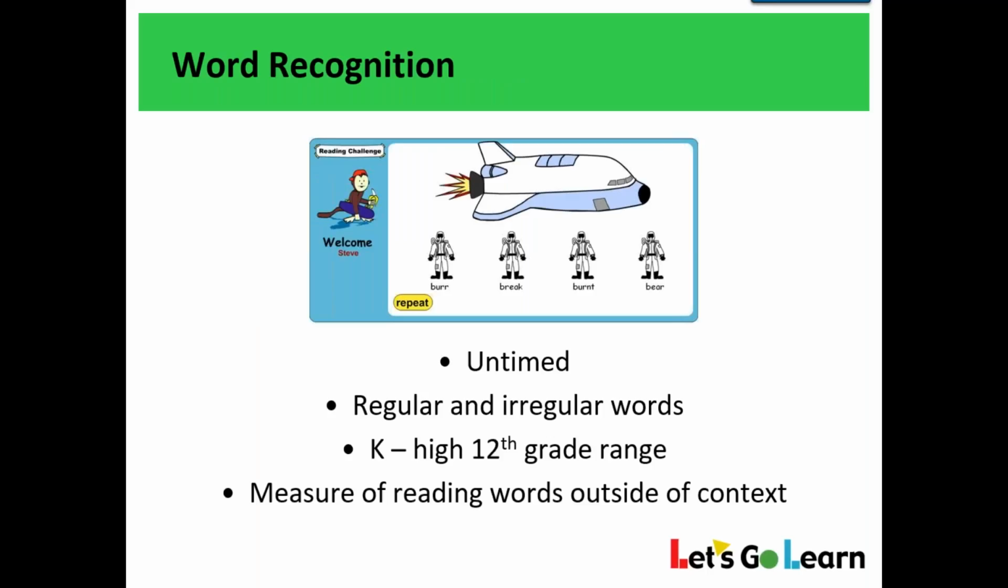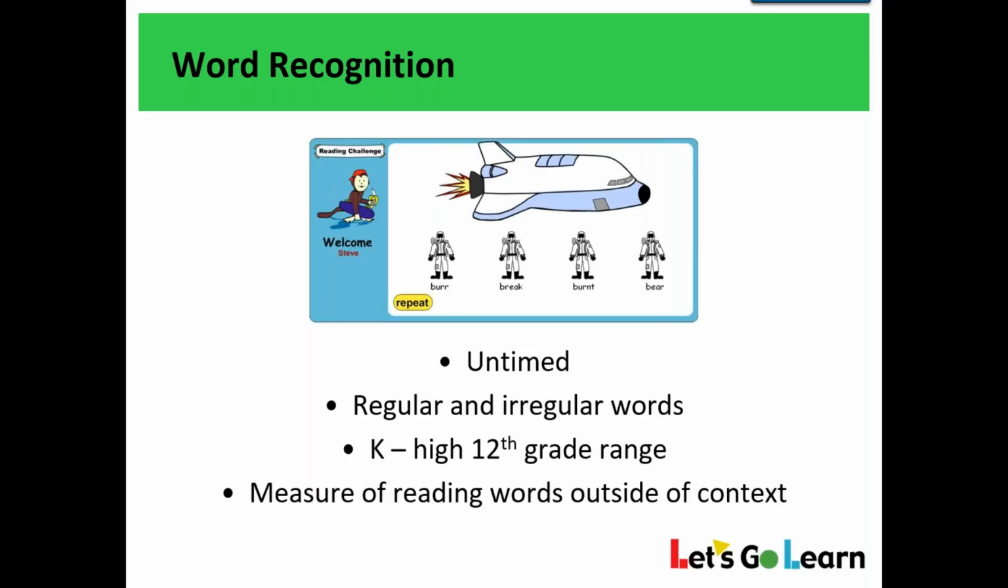After that subtest, the students do word recognition. This is an untimed measure, and we're trying to figure out if students can read regular and irregular words out of context. As of right now, we're still not concerned if a student understands the meaning of the words. We're only concerned with whether a student can read words from a K through 12th grade range.